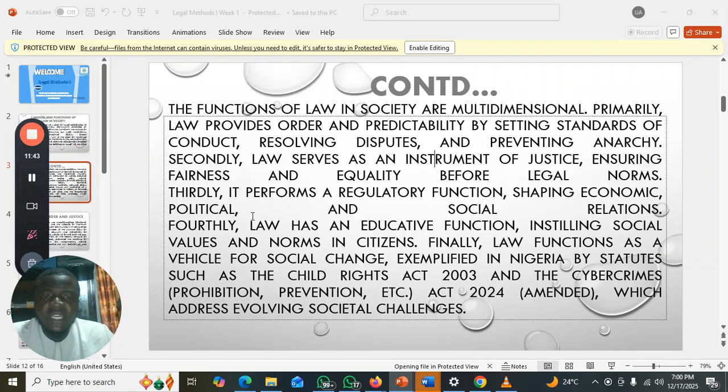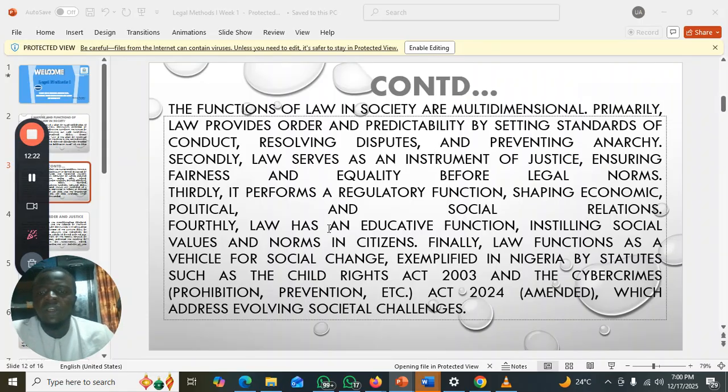Okay. So the next thing, the third one, is that law performs a regulatory function by shaping economic, political, and social relationships. So law regulates our economic, political, and social relationships. There is a way of dispensing money in society. Law will regulate it. Politics, how our leaders will be elected, how we will choose who will be our chairman, and all those things, law regulates it. Social relationships between Hausa, Yoruba, Igbo, and other tribes. How can we stay in one place without fighting? Law regulates it. Do you understand?